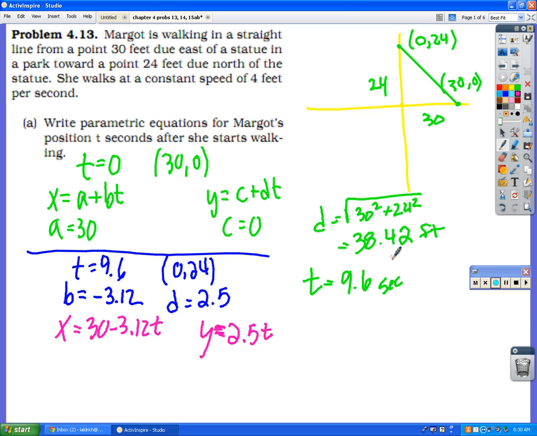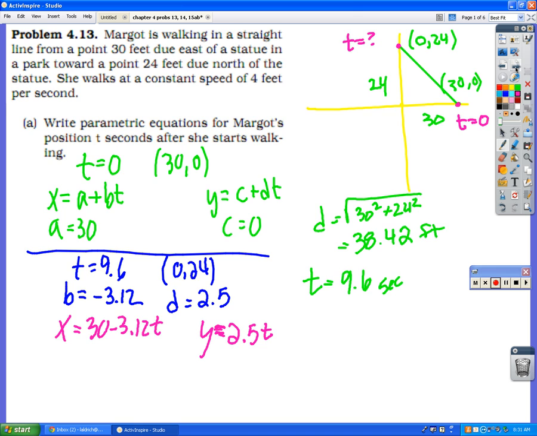This distance right here, we use that to figure out at what time she ended up at this point right here. Because to do the parametric equations, you not only need a location, but you need a time. So we knew that she started 30 feet east of the statue, so that's at time t equals 0. And we knew that she ended up 24 feet north of the statue, but we didn't know what time she got there. And we needed to know that in order to plug it in for t to solve for b and d. Okay? So we took that and divided it by her rate, and then we were good. All right, awesome. Any other questions? No?